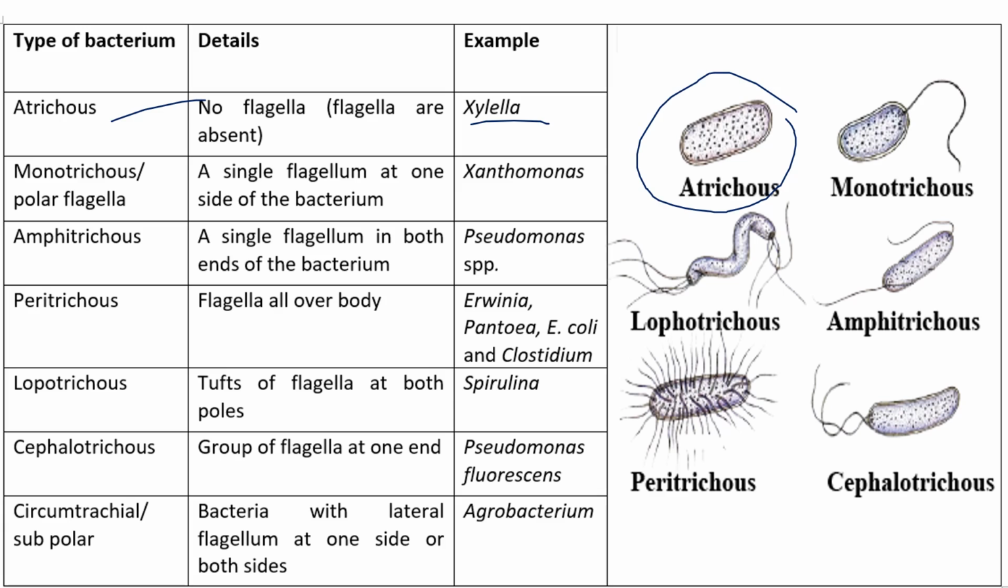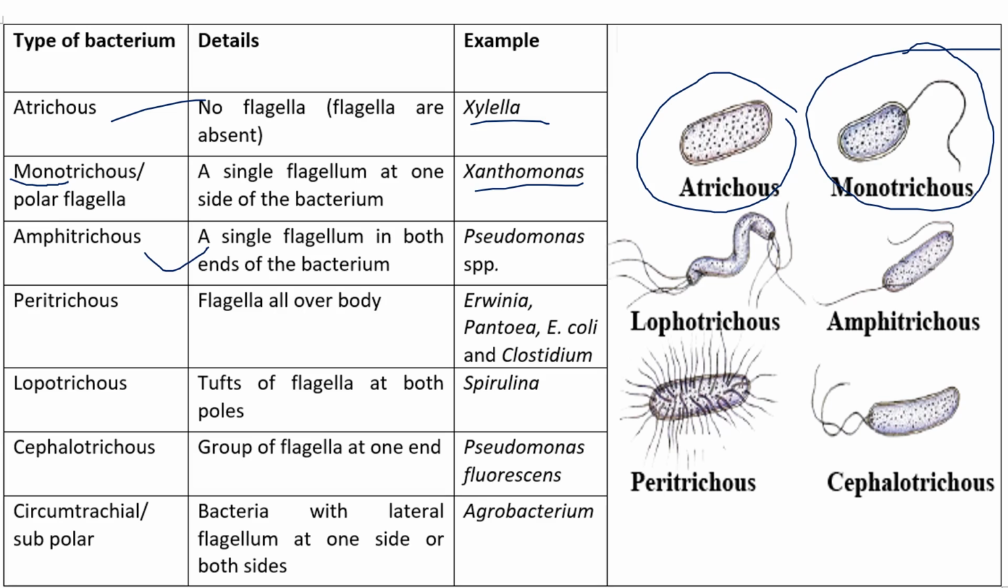Mono, the name itself indicates mono means single. Trichous means hair or flagella-like structure. A single flagellum is present at one end of the bacteria, and only one side. Example, Xanthomonas. You can see only single flagellum at one side of the bacteria.